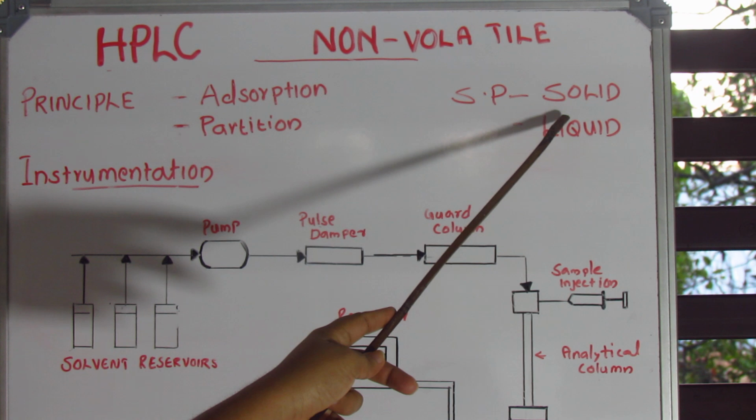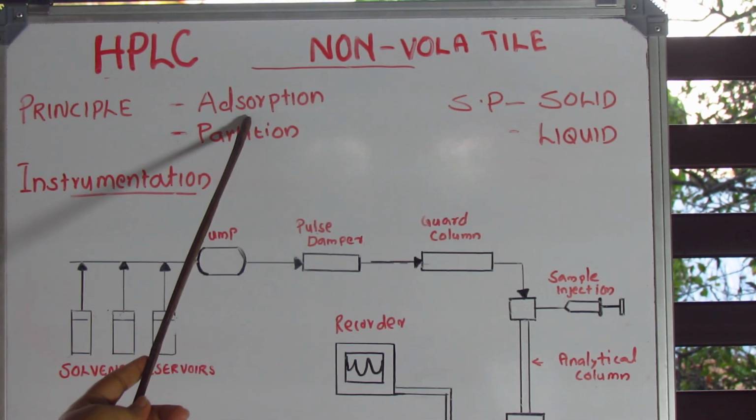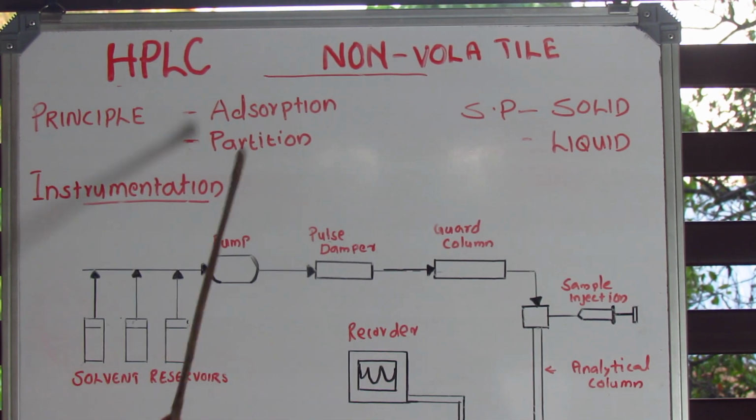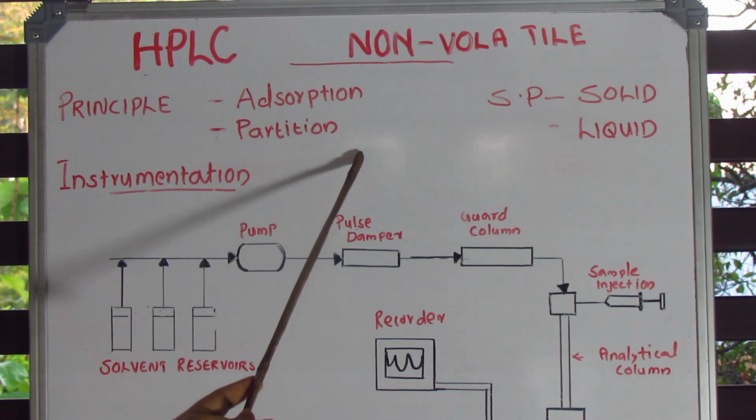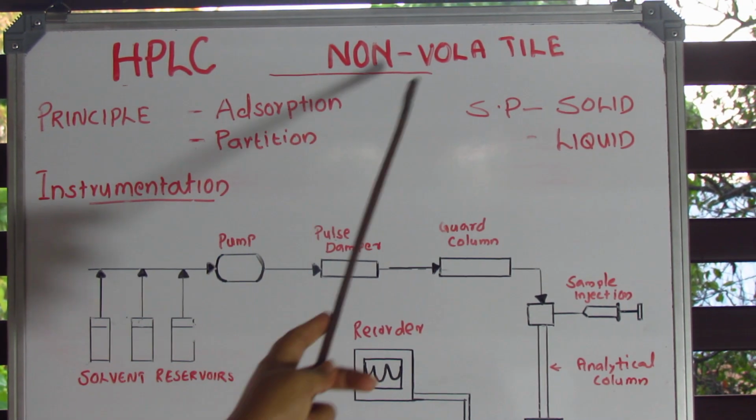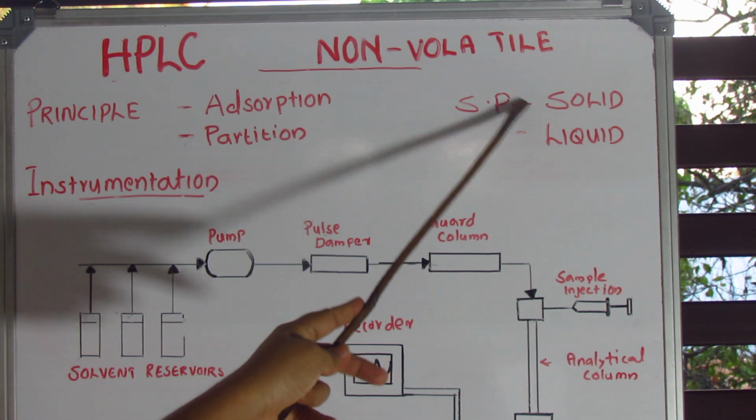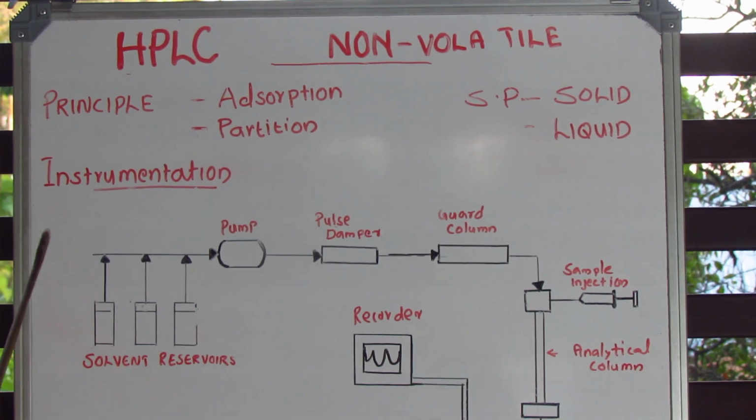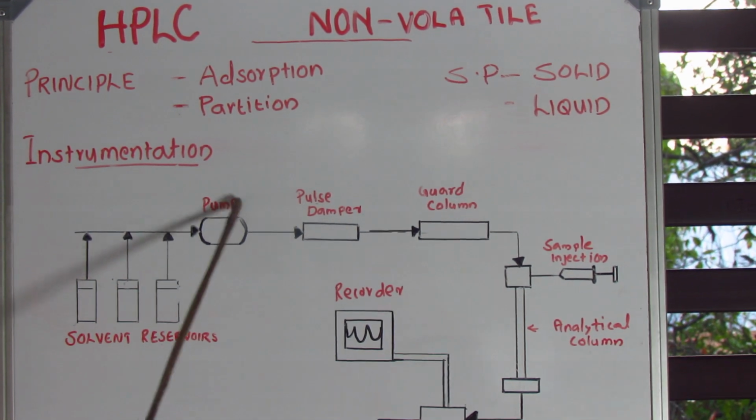So, with a solid stationary phase we use adsorption, and with a liquid stationary phase we use partition. Again, it is used for the separation of non-volatile compounds. That is the key word here. Then we are moving to the instrumentation of HPLC.